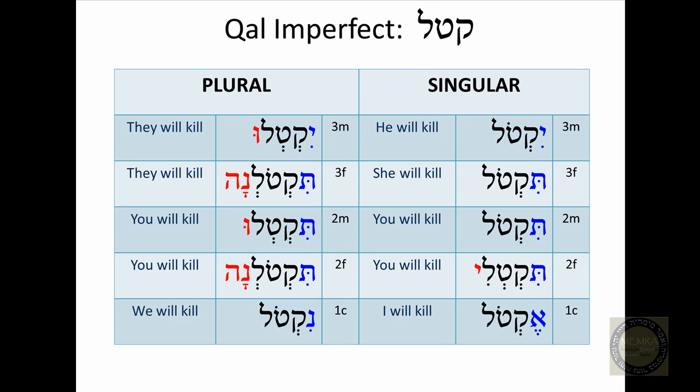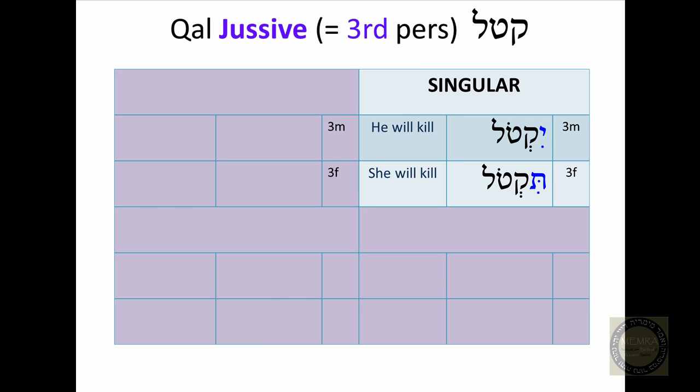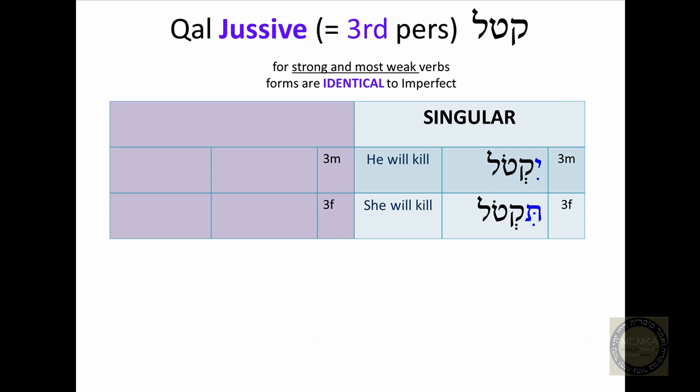Once more, Qal imperfect form. We have our set. Now we're going to move to the third person volitional forms, which are the jussives. Okay, jussive third person. So we had two third person singular forms, yiktol and tiktol. So let's focus on them.